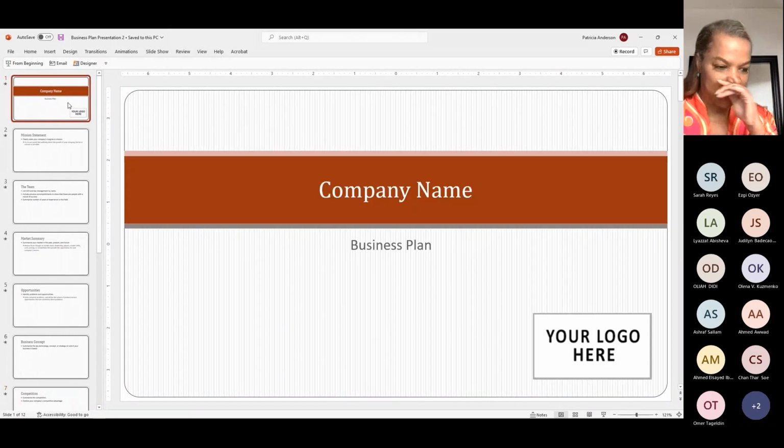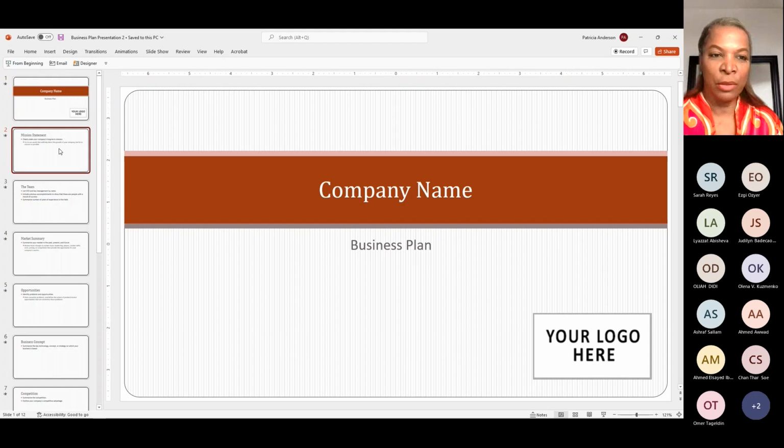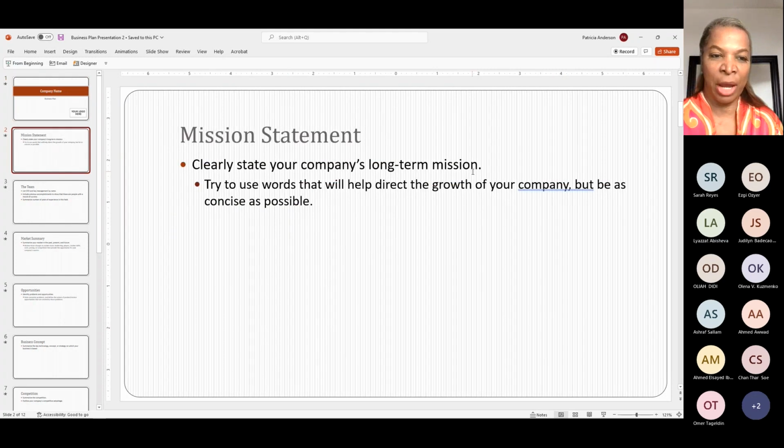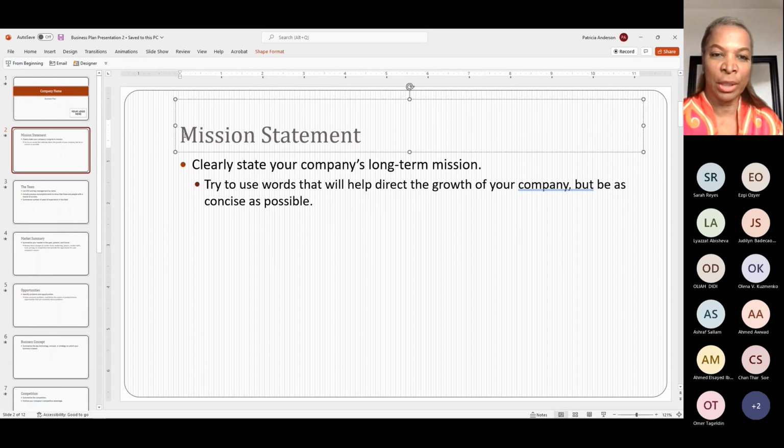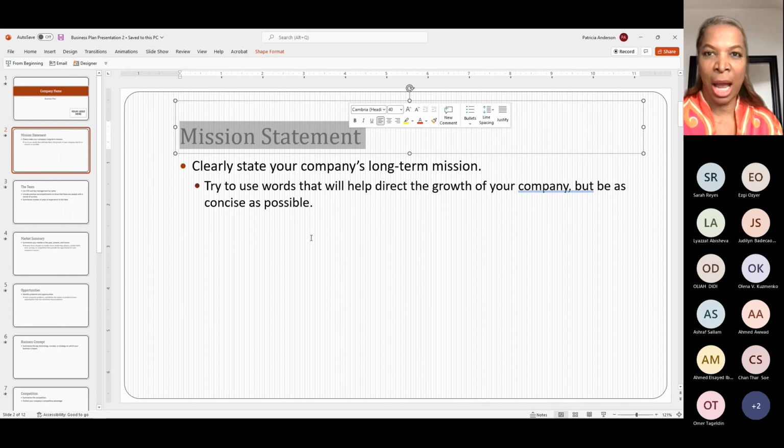This presentation has the company name. If you want to do a logo, some of you are very creative, you can do a logo there. Then you want to say what your mission statement is. What's the long-term mission for your company that you're putting together? Try to use words that will help direct the growth of your company, but be as concise as possible. If you need to, look at other companies' mission statements to see how they state what they're going to do. The mission statement is kind of saying, this is what we're going to do, right?